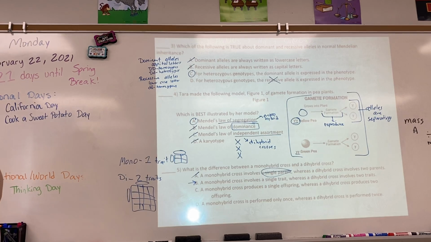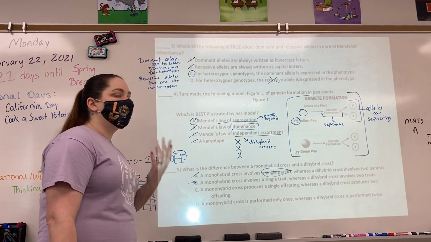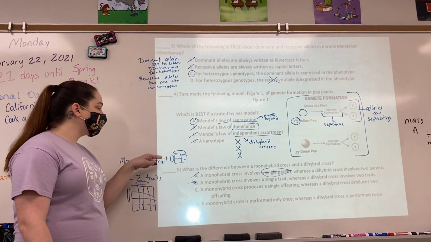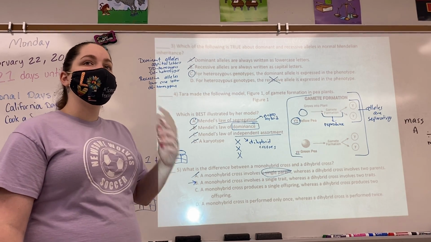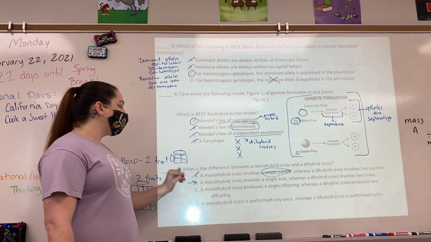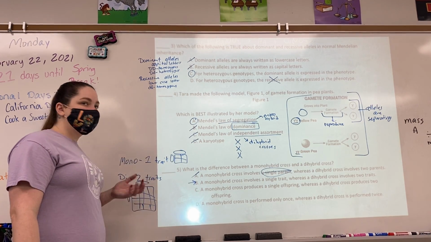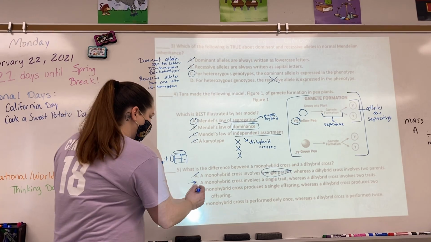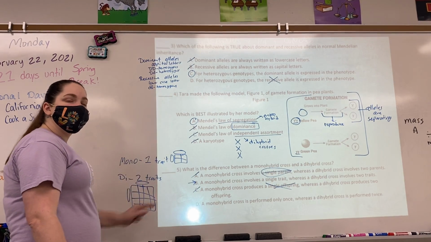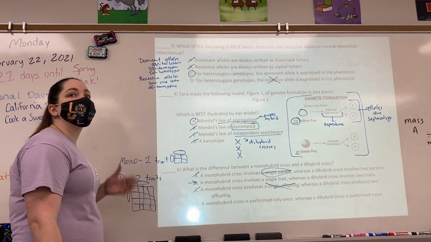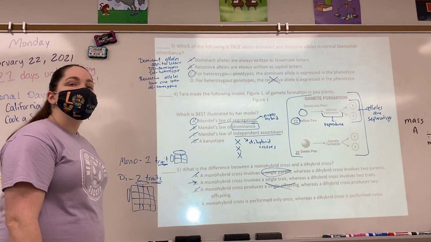So letter C says that a monohybrid cross produces a single offspring, whereas a dihybrid cross produces two offspring. That is not true because your crosses, whether they are monohybrid or dihybrid, do not tell you how many offspring you can have. They only tell you the probability that one of your offspring will look a certain way. So C is incorrect because when we're talking about mono versus di, our prefixes are talking about our number of traits. Not number of parents, not number of offspring, but number of traits.